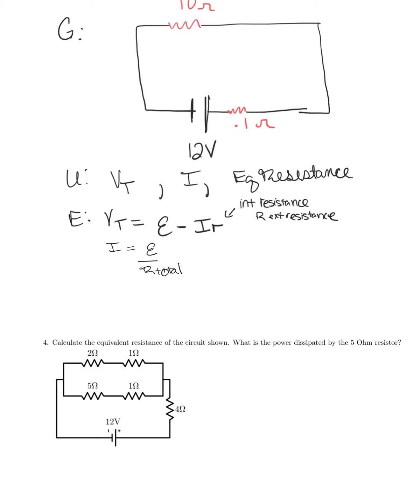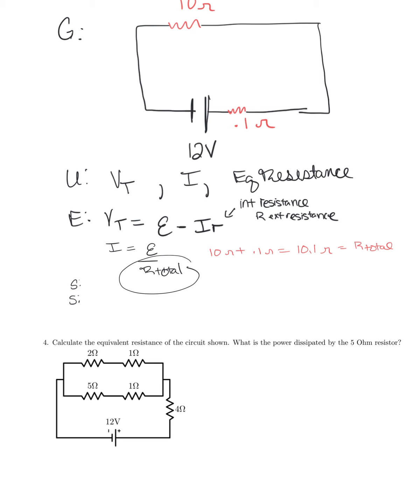Now, how do we find our equivalent resistance? Well, if we look here, all we have is this in series, and when you have resistors in series, you can just add them linearly. So we have 10 ohms plus 0.1 ohms equals 10.1 ohms. And that's going to be our total for this circuit. And so we can find everything else now that we know that.